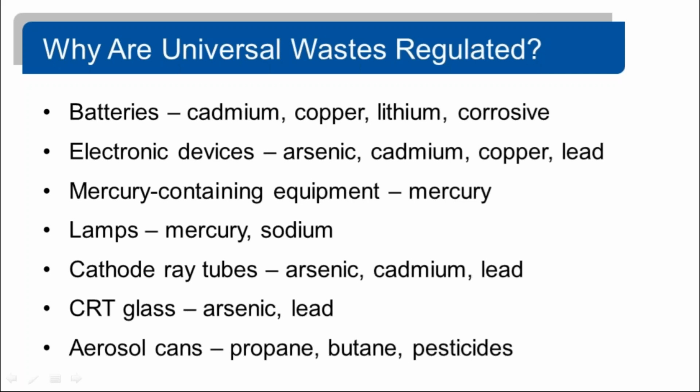Electrical devices contain arsenic, cadmium, copper, and lead in the wires and the solder parts, some of the circuit boards. Mercury containing equipment, I think, is pretty straightforward. It contains mercury, either elemental or in a bound form. Lamps contain different vapors, including sodium vapors. And you see cathode ray tubes, CRT glass, with heavy metals.